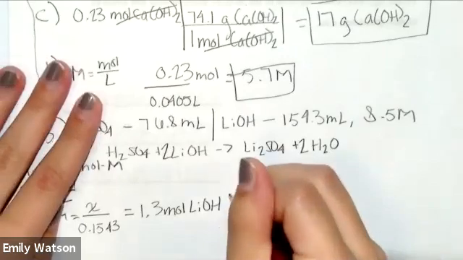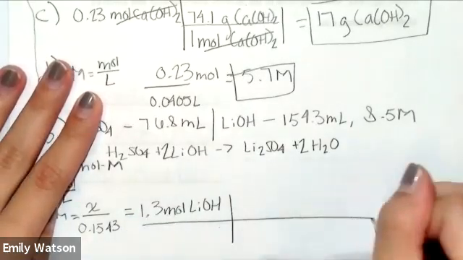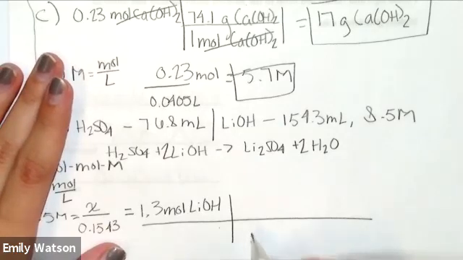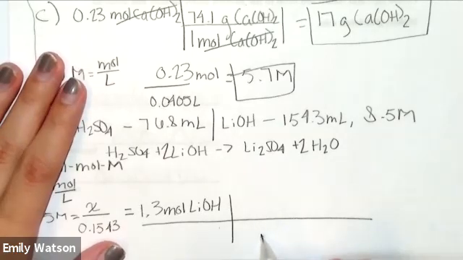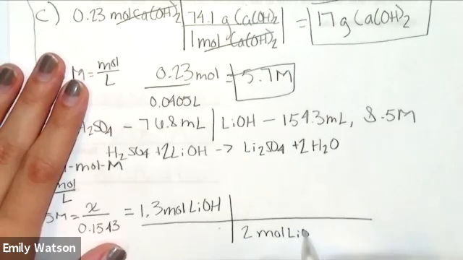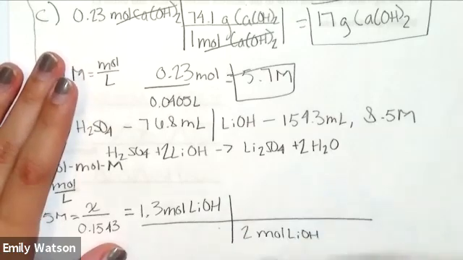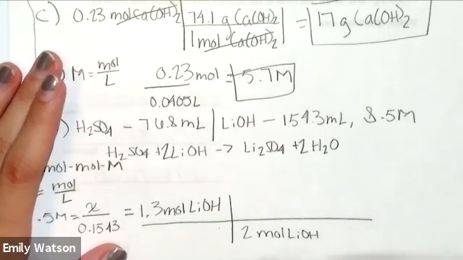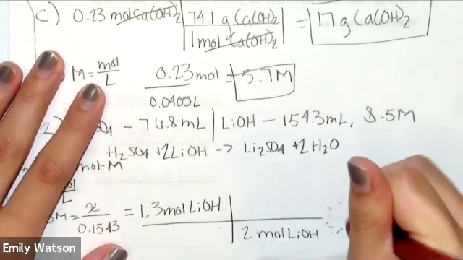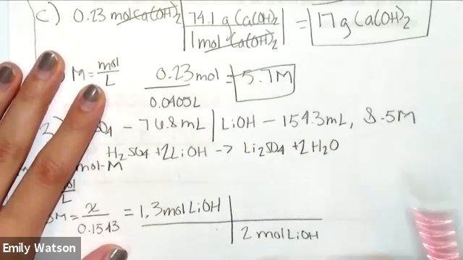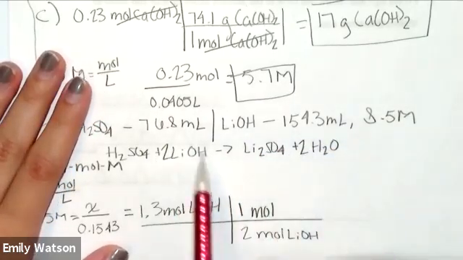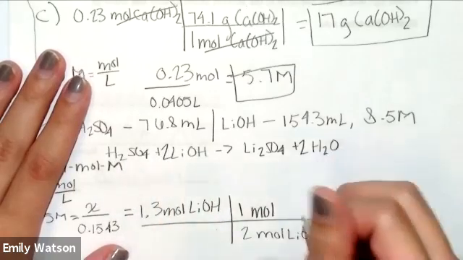Sulfuric acid. So what's going to go on the bottom here? Yes, how many? 2. And on top? I don't need all that. 1 mole of sulfuric acid. From this, the equation.